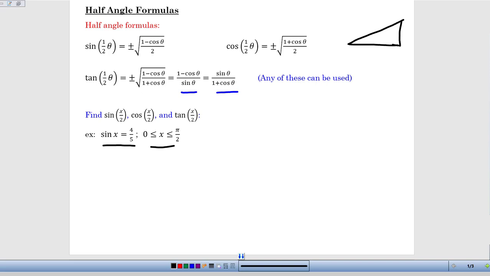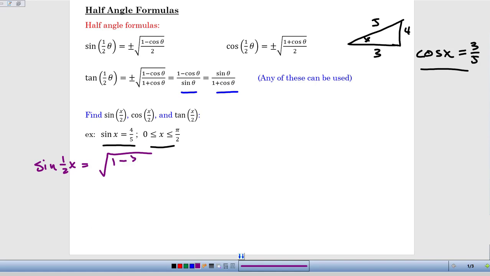And so we're told that the sine of our angle x is 4/5, so opposite over hypotenuse, 4/5. So hopefully we recognize this as a 3, 4, 5 triangle, so that adjacent side is 3. And so that means that the cosine of our angle x is 3/5, adjacent over hypotenuse. And so that's going to be what we're going to use when we plug it into each of these half angle formulas. So if we start off with the sine of the half angle, so sine of 1/2 x is going to equal the square root of 1 minus cosine, so 1 minus 3/5, and then that's all over 2. And that 2 is also underneath the square root symbol, as we can see back in the original formula.